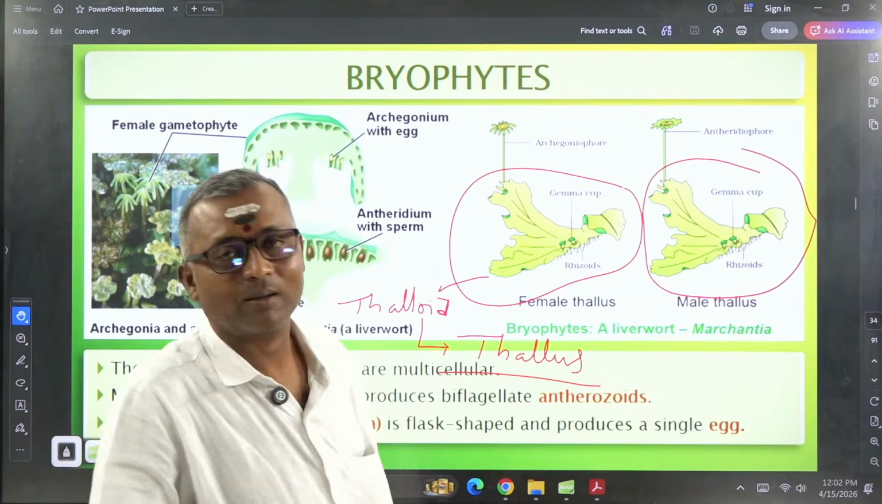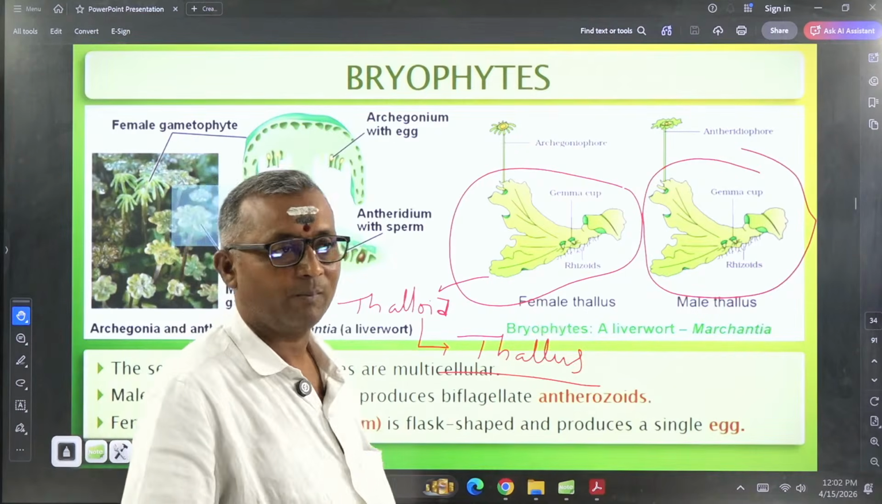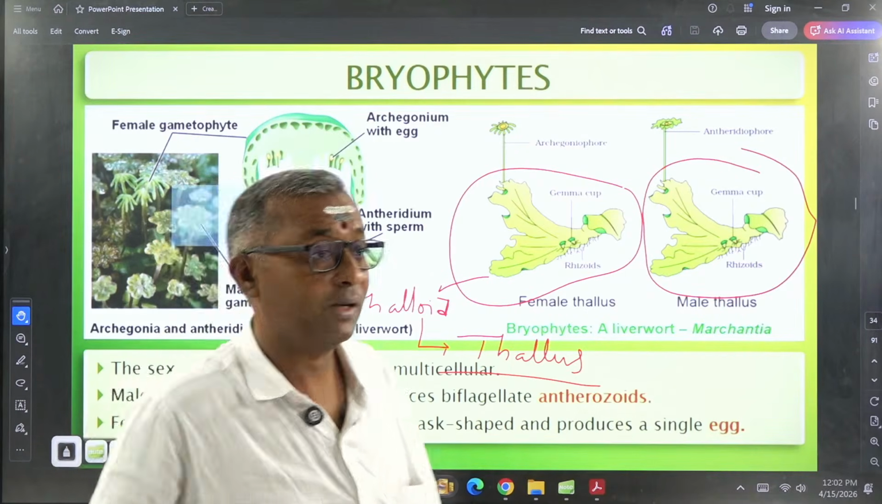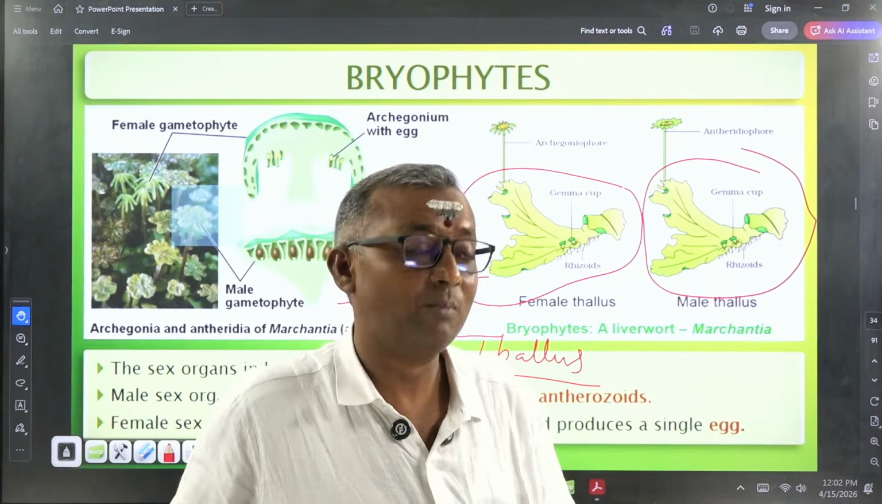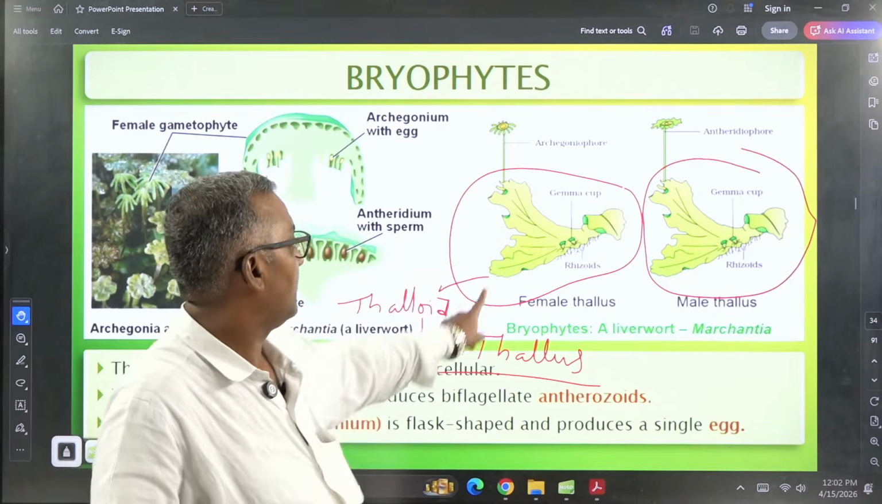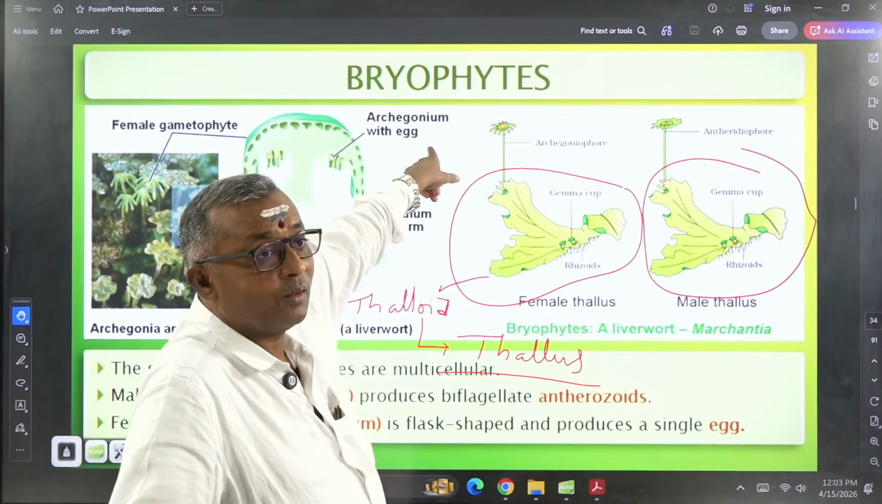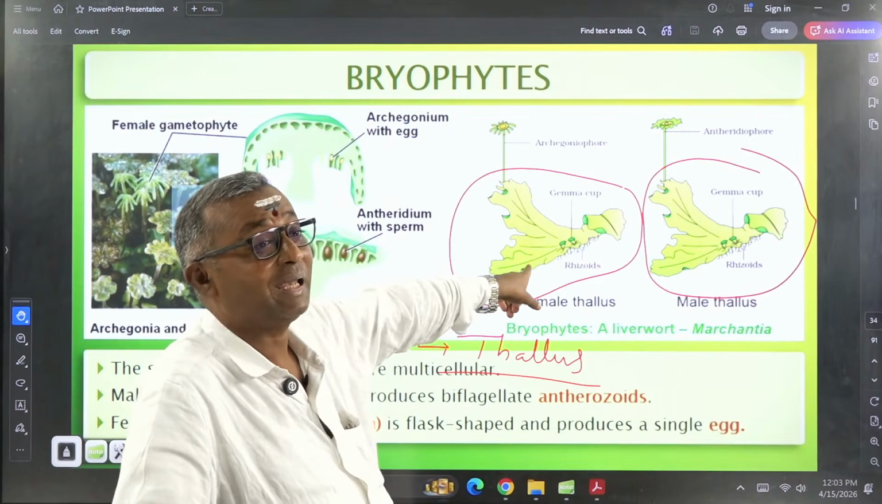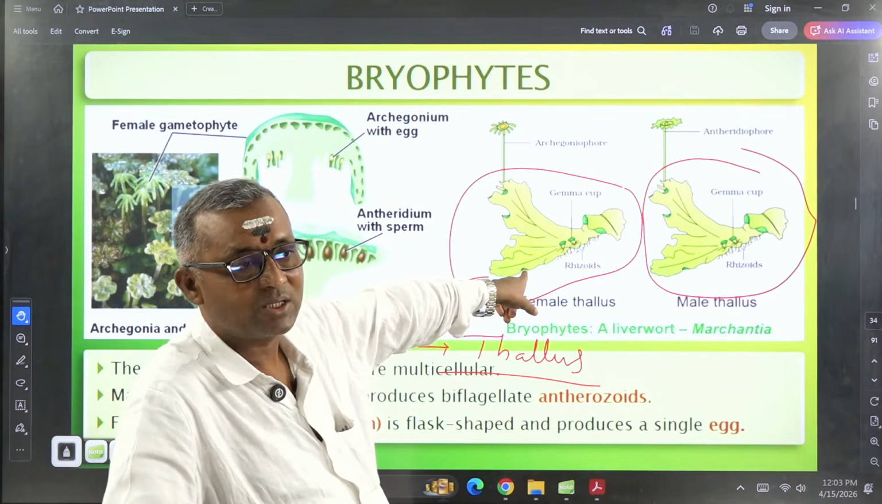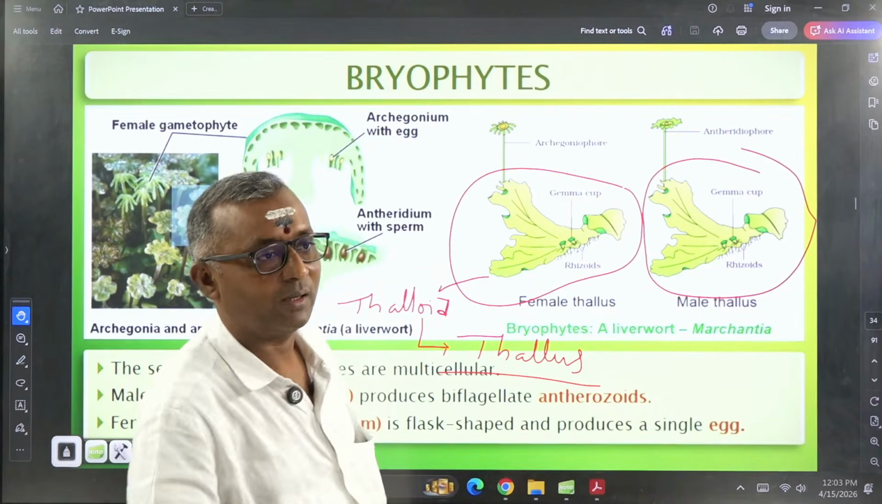Thallus is nothing but undifferentiated plant body. Repeat: undifferentiated plant body. This is very important. So this thalloid plant body is present in bryophytes like Marchantia. Marchantia is one type of bryophyte. Remember.